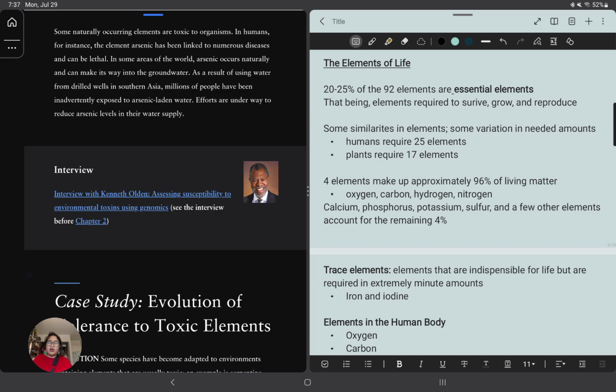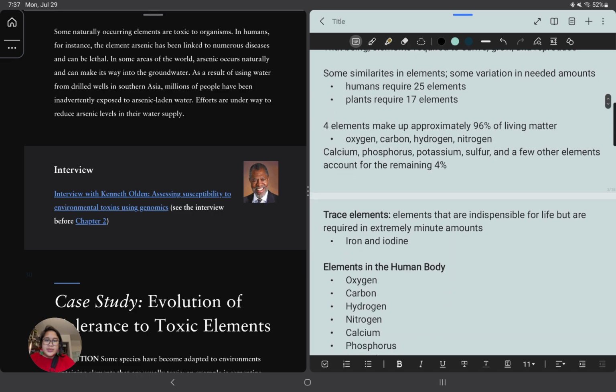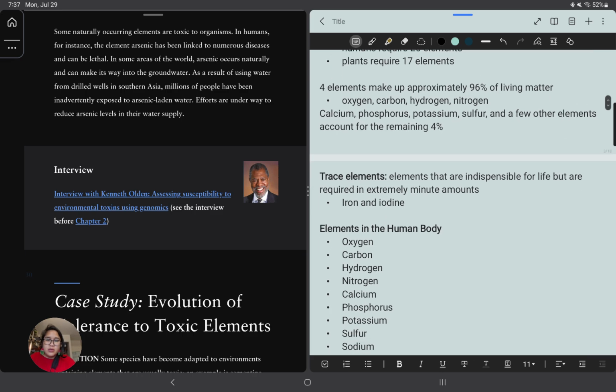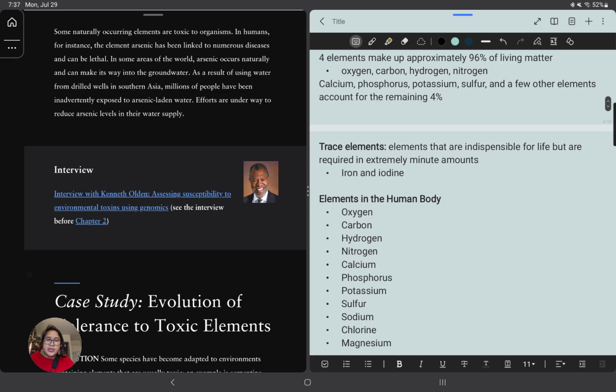Okay, so for the elements of life, I wrote 20 to 25% of the 92 elements are essential elements, that being elements required to survive, grow, and reproduce. Some similarities in elements, some variation in needed amounts, such as humans require 25 elements while plants require 17 elements. 4 elements make up approximately 96% of living matter: oxygen, carbon, hydrogen, and nitrogen. Calcium, phosphorus, potassium, sulfur, and other few elements account for the remaining 4.